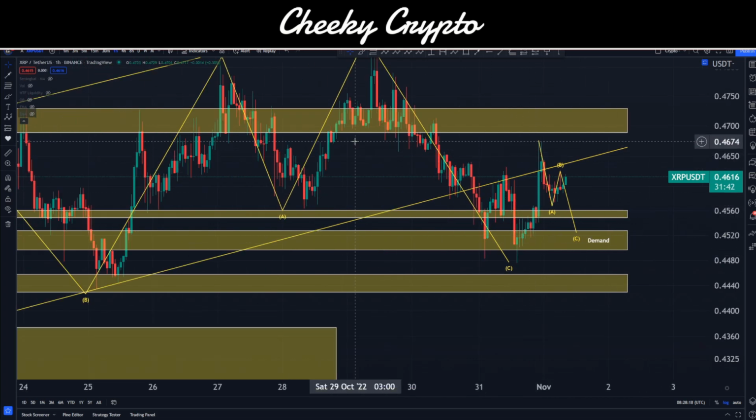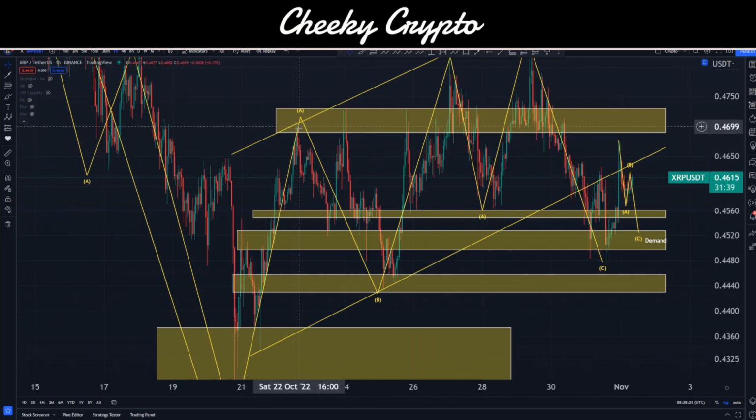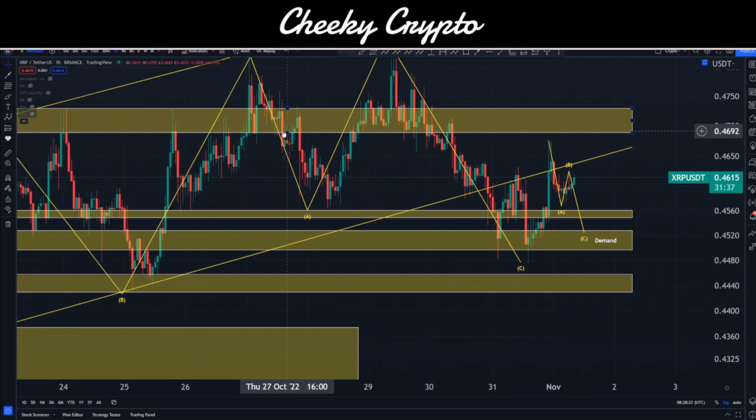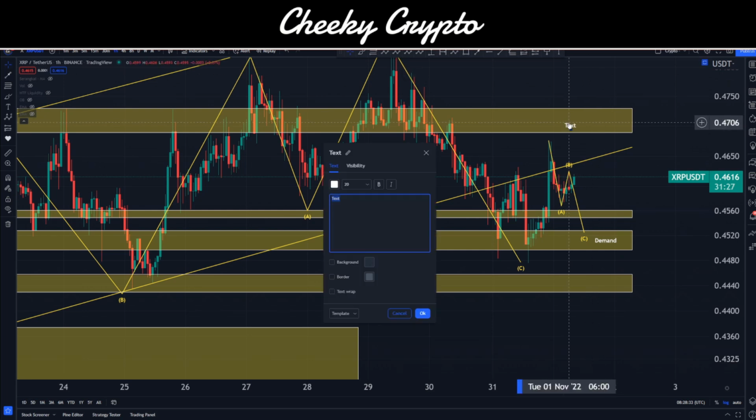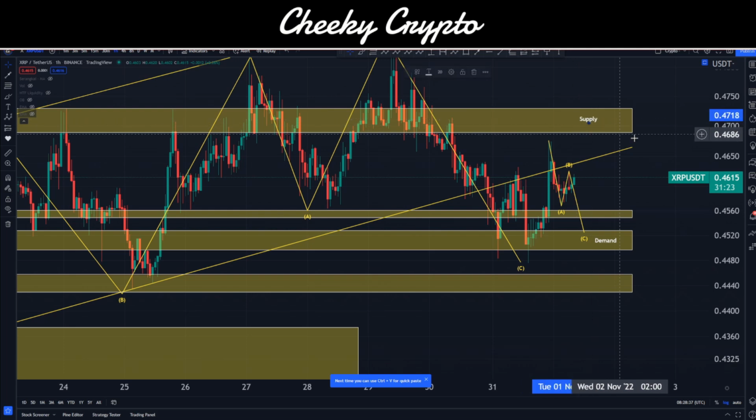Now, at the top here, you would also have a supply box. This supply box is where the sellers are, and you can see that we broke through it, but we're really unable to keep this area as a demand zone, and unable to convert the supply to demand. And so up here, I'm going to type in a little note to call this supply as well, because I do think that is where that sits.